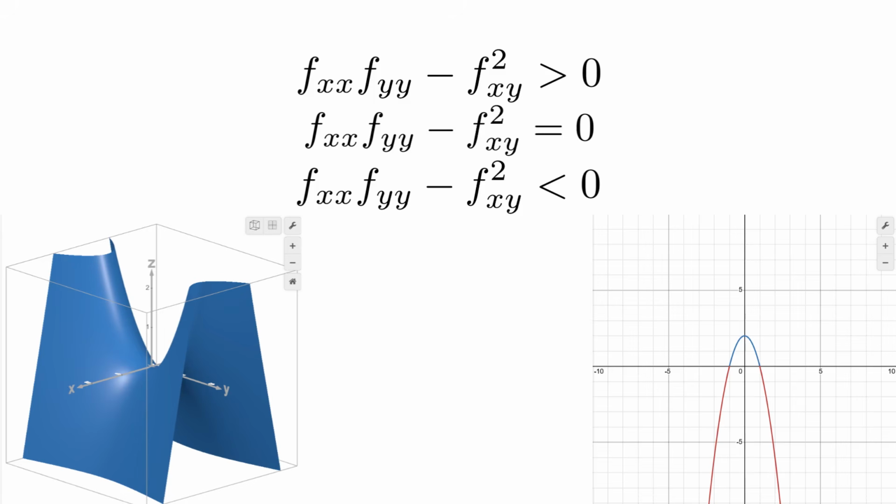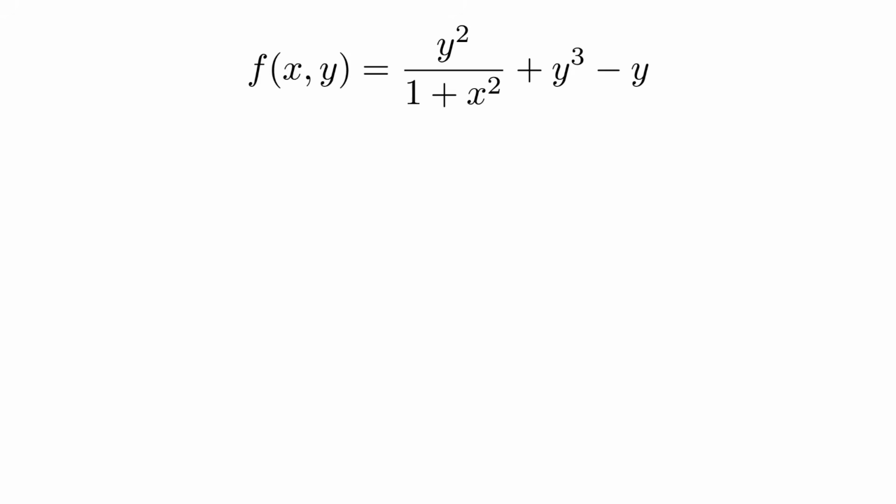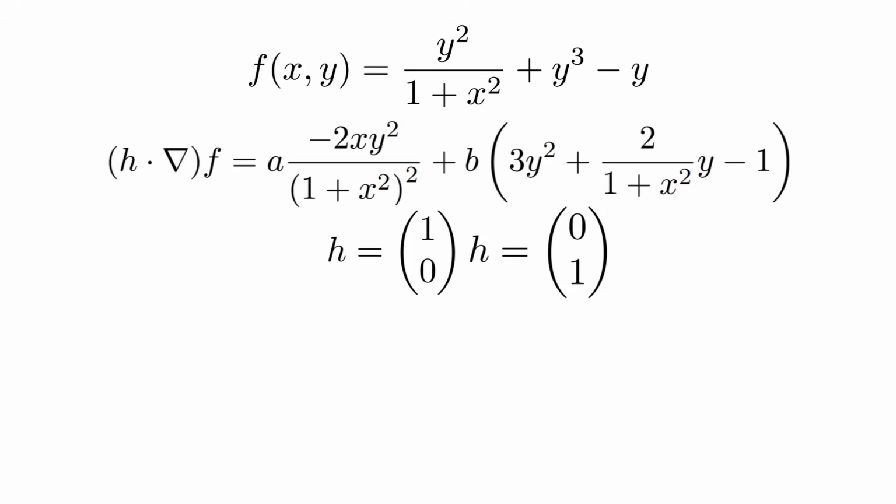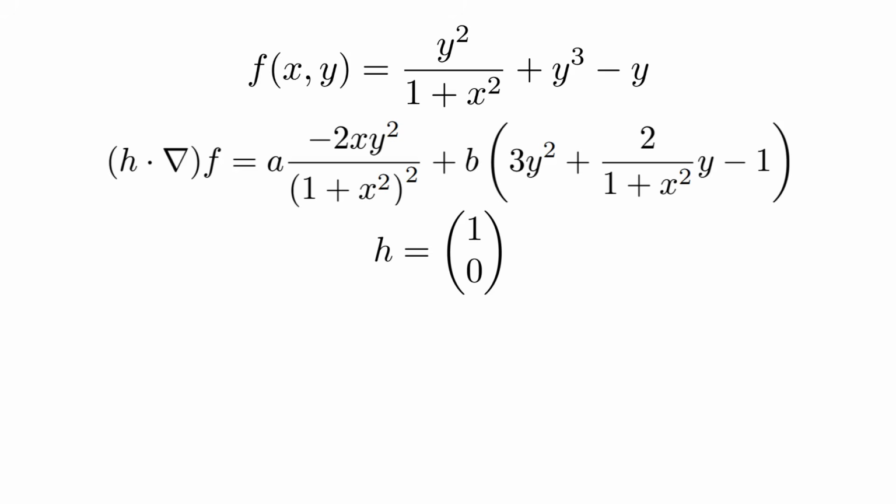Now let's try this on an actual function. Simply looking at the function the way it's written out, it's hard to tell if it has minimums or maximums, or what is really going on. So let's analyze it. First we get h.del of f. This gives us this as our slope at every point. To get the critical points, we can find when the slope is 0 for h equals (1, 0) and (0, 1). Starting from h equals (1, 0), we can set it equal to 0.